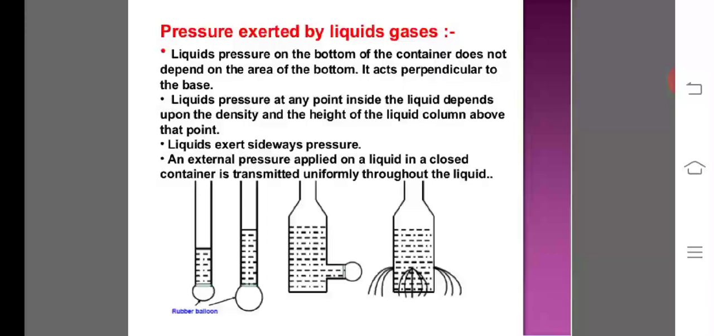Liquid's pressure at any point inside the liquid depends upon the density and the height of the liquid column above that point. Liquids exert sideways pressure. An external pressure applied on a liquid in a closed container is transmitted uniformly throughout the liquid.